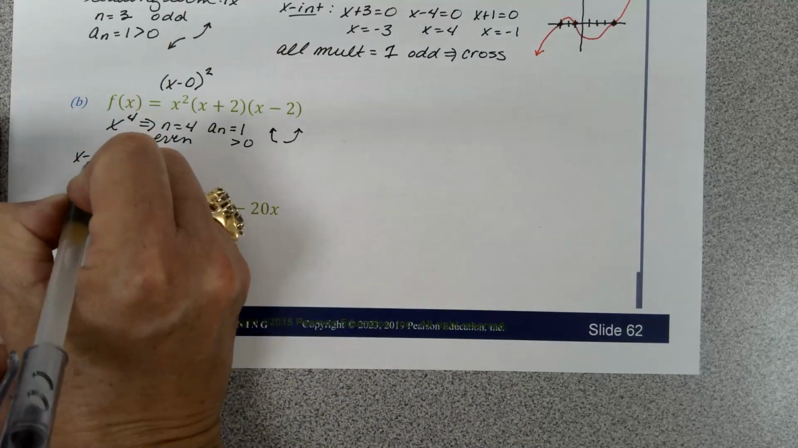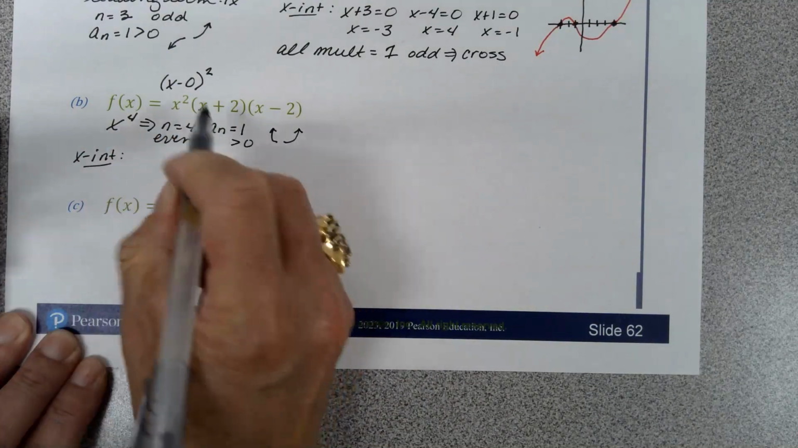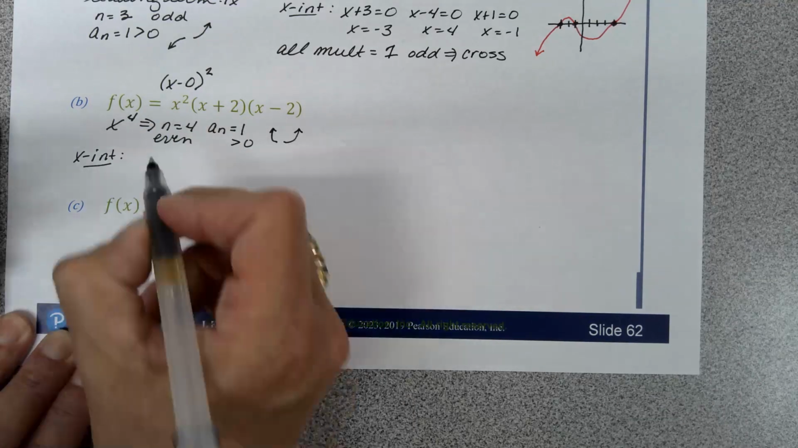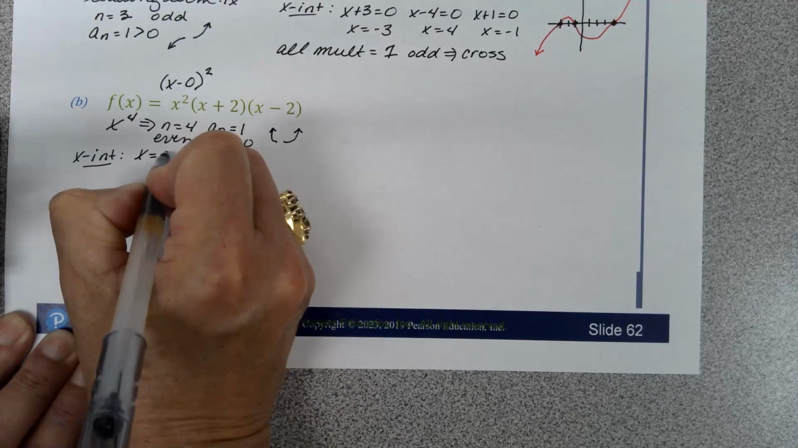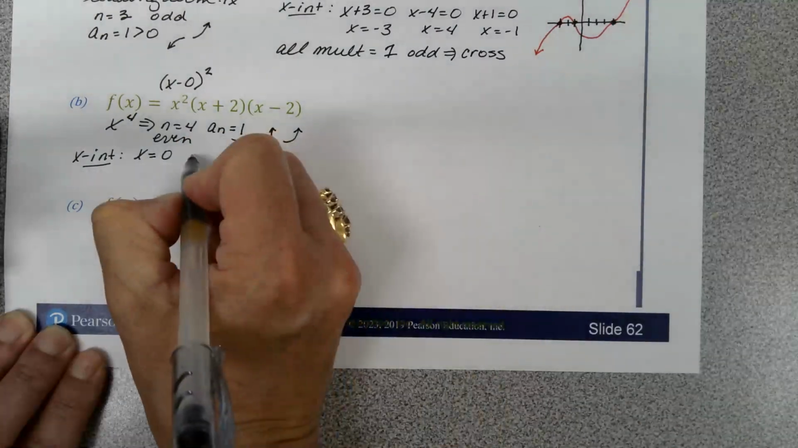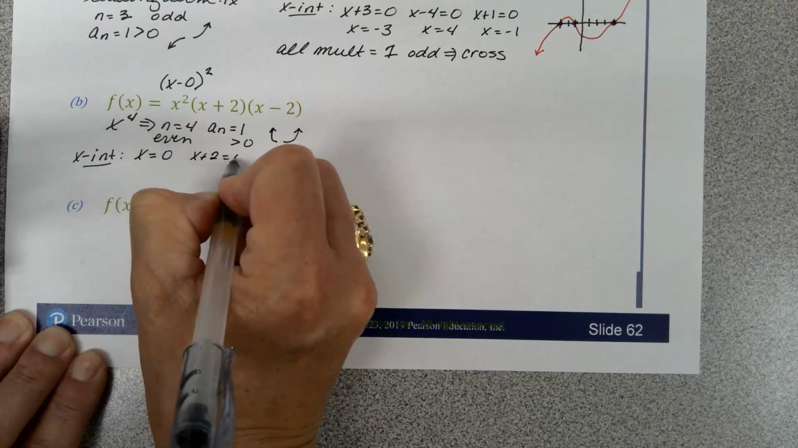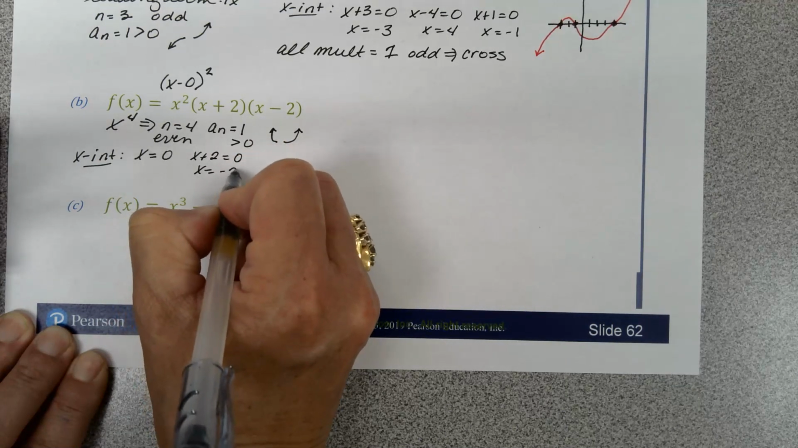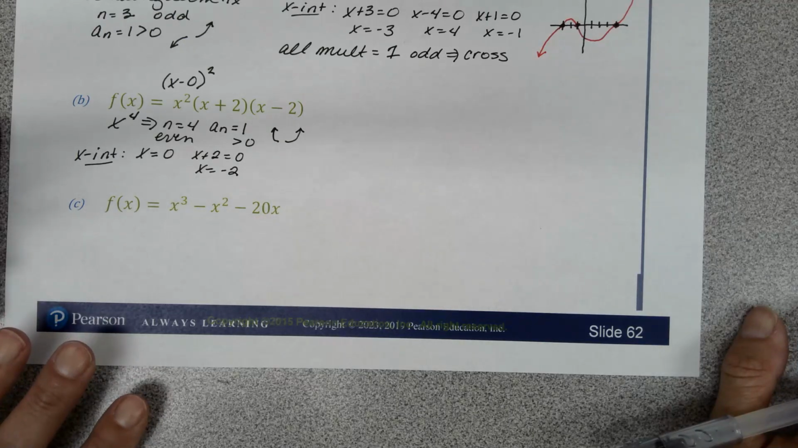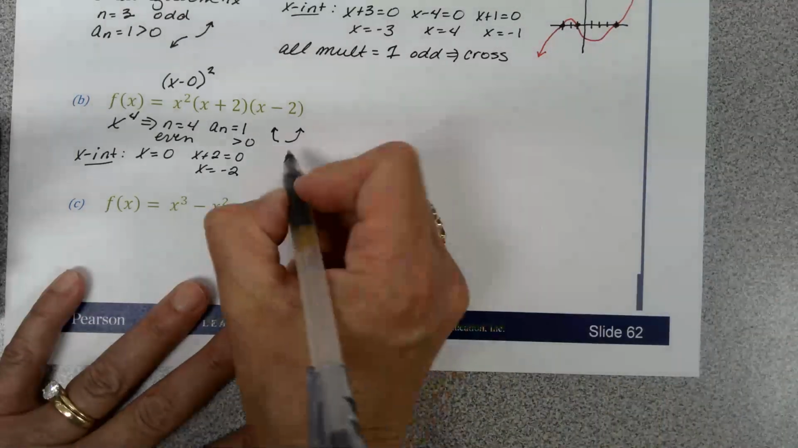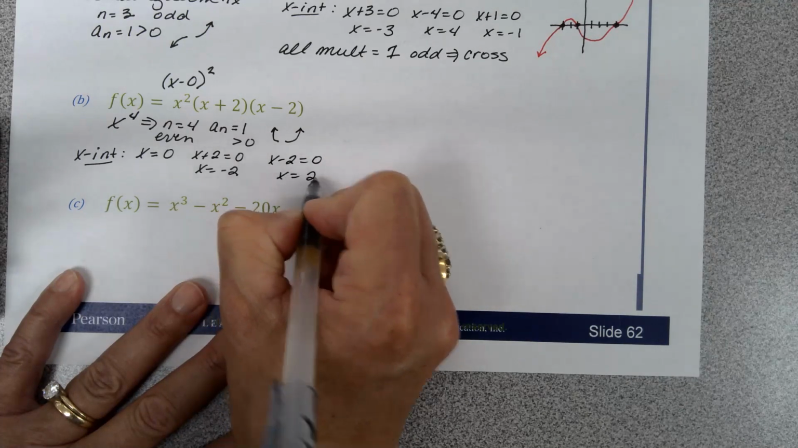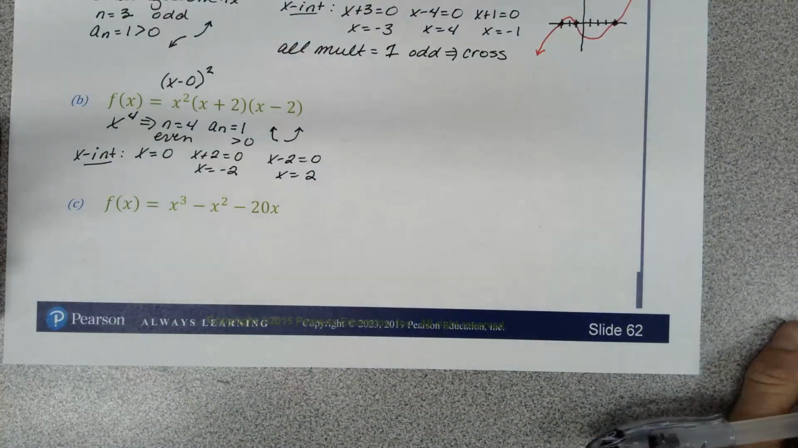For my x-intercepts, if x squared or x minus 0 squared equals 0, x equals 0 is your x-intercept. If x plus 2 equals 0, your x-intercept will be negative 2. Subtract 2 from both sides on that one. And if x minus 2 equals 0, add 2 to both sides. X is a positive 2.